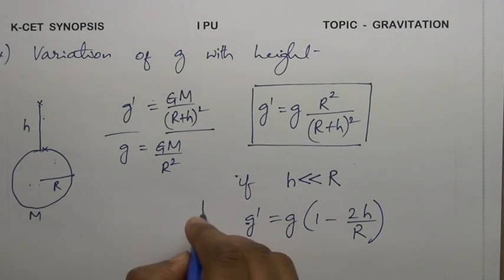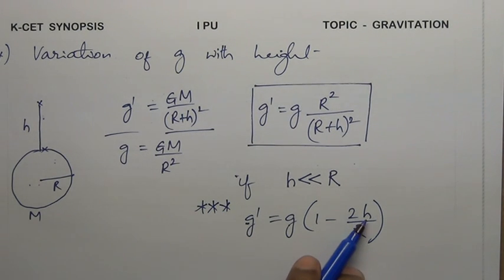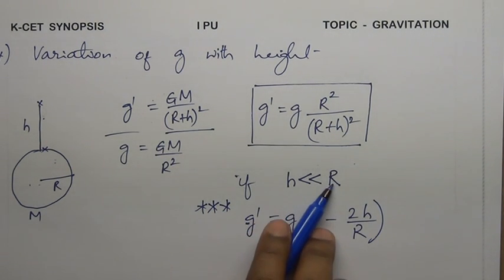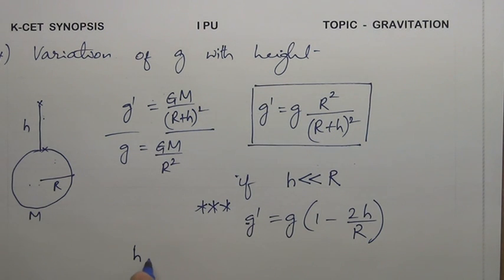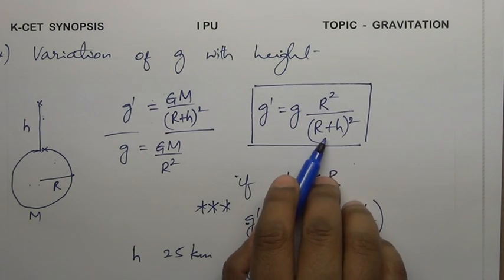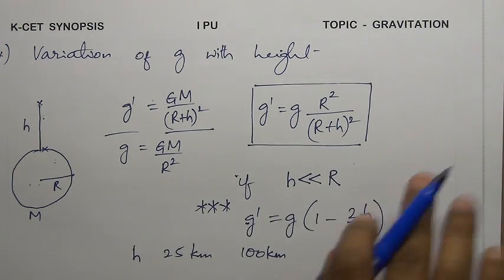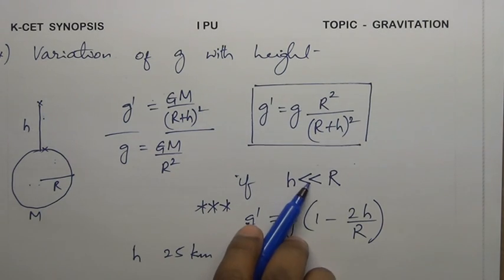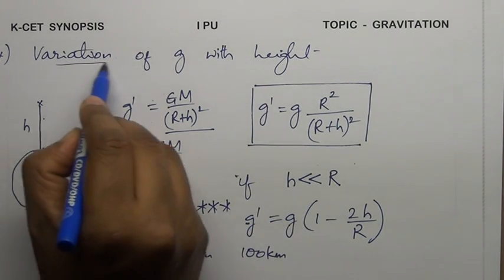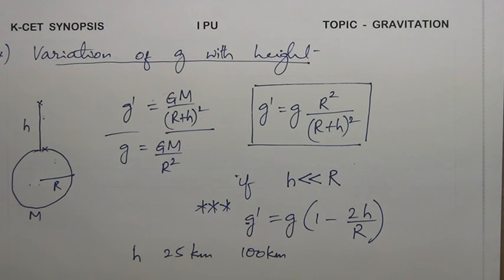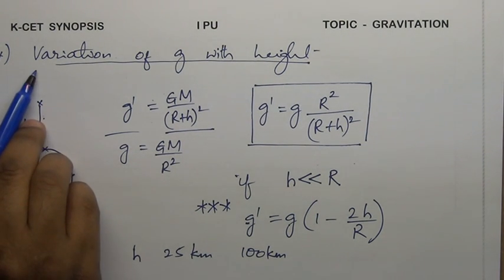Be careful. Warning, this equation is true only if h is very much smaller than R. Meaning, if h is about 25 km or 100 km, then you can use this equation. If h is greater than 100 kilometers, then the error increases. That is why we should use this equation. So this equation for any height, whereas this equation for h very much smaller than R. This is variation of g with height. With the increase in height, acceleration due to gravity decreases.